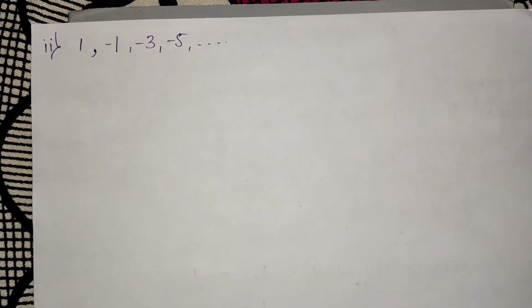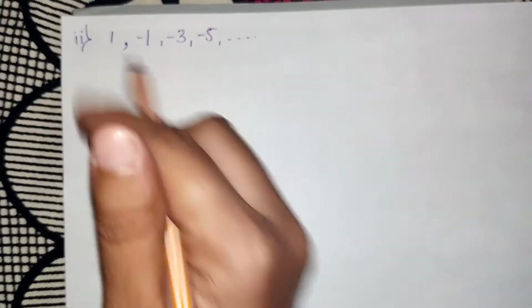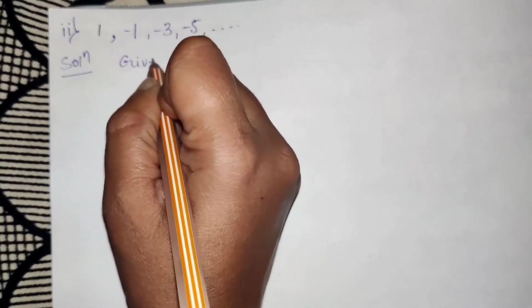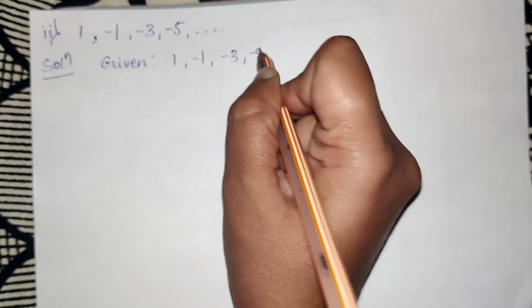So now let us see the second problem. They have given 1, minus 1, minus 3, minus 5. So let us see the solution. We have to write given 1, minus 1, minus 3, minus 5.